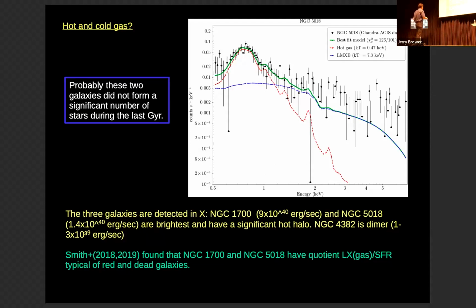And interestingly, Smith et al. recently found that these 2 galaxies have this value very low, very high, sorry, and it is typical for red and dead galaxies. So these galaxies seem to be red and dead in this aspect.